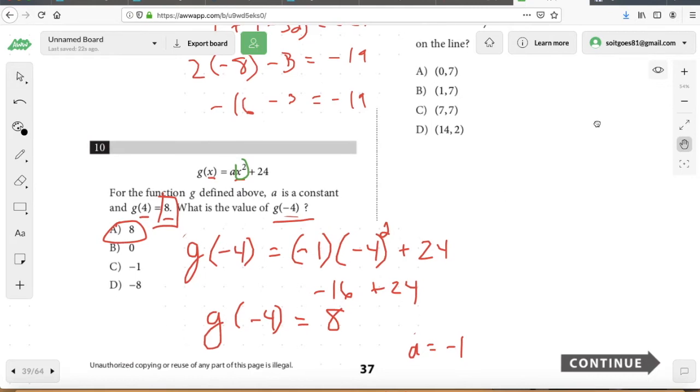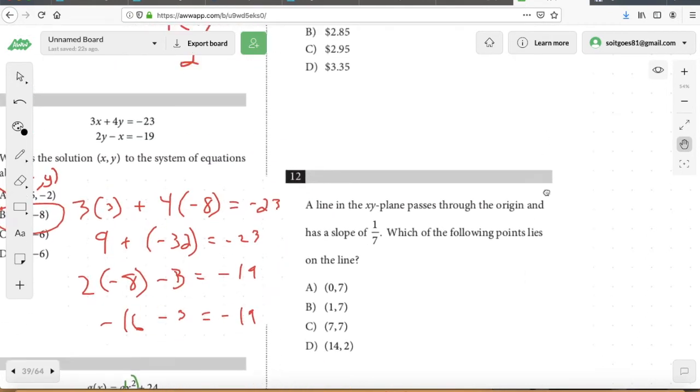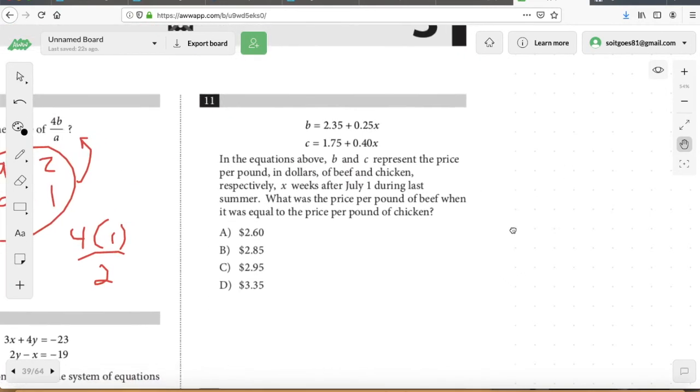I'm going to roll because I'm trying to finish this in time. May not happen. We're still going fast, though. We're going fast. Question number 11.